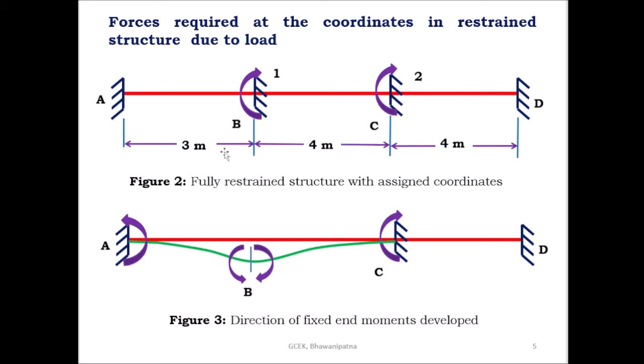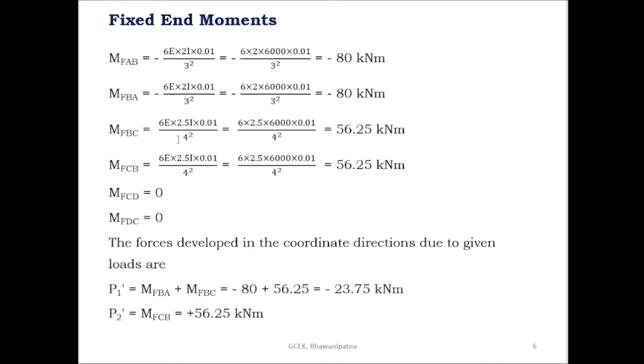So here find out, due to the sinking of support, what is the fixed end moment MFAB, MFBA, MFBC and MFCB. You know how to find out the fixed end moments due to the sinking of support. The formula is minus 6EI delta by L square. So using this formula, minus 6EI delta by L square, you can find out the fixed end moment due to sinking of support.